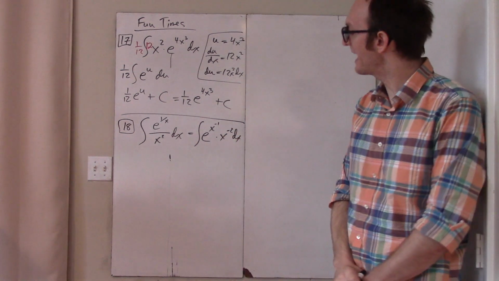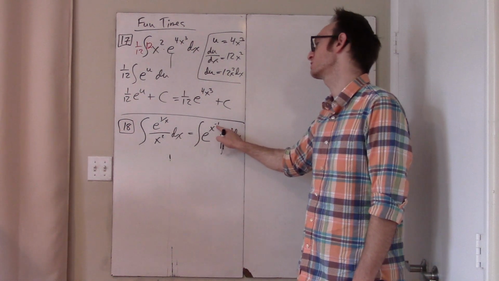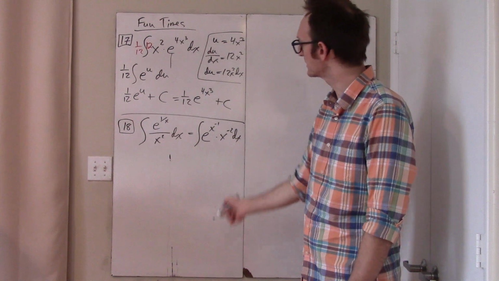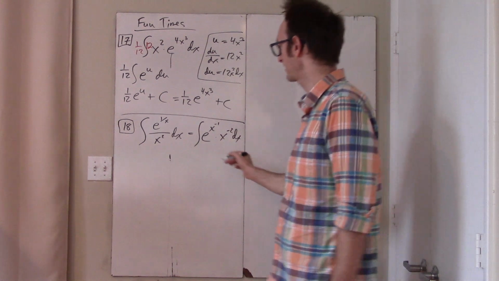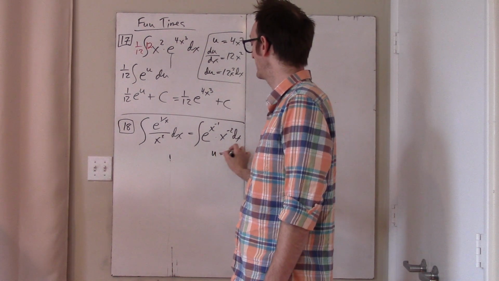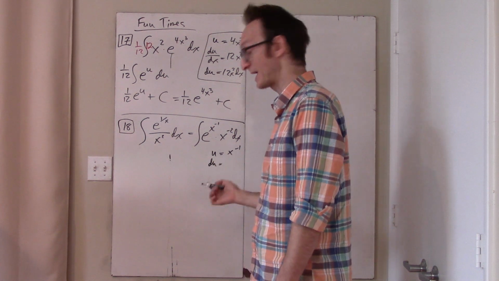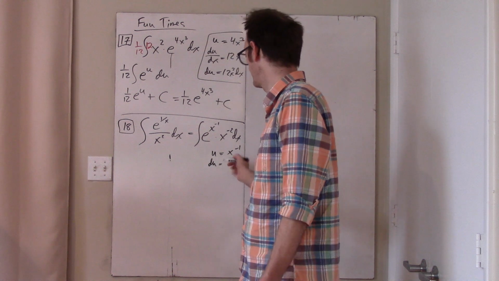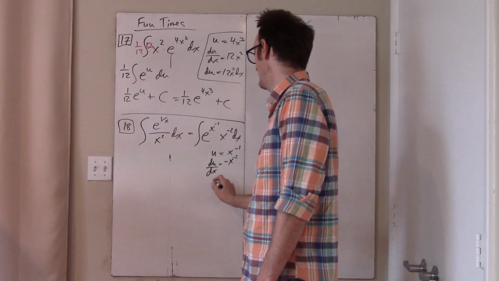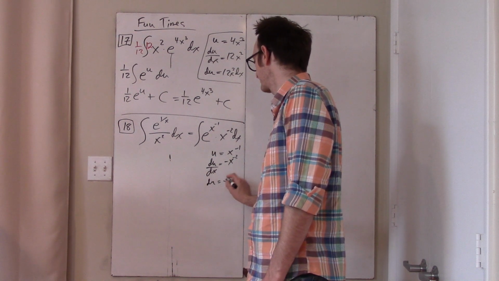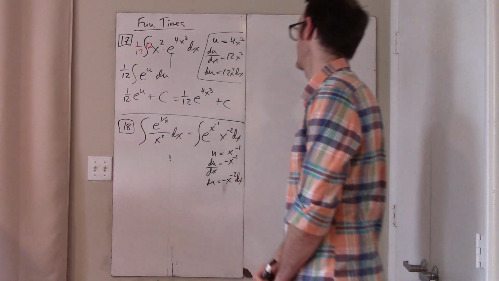If you write it like that, I think it's more obvious that the derivative of x to the negative 1 just is x to the negative 2, give or take a constant. So once again, this is of the form e to the something where the inner function is x to the negative 1. So if you let u be x to the negative 1, then du dx is negative x to the negative 2, and so du is negative x to the negative 2 dx.